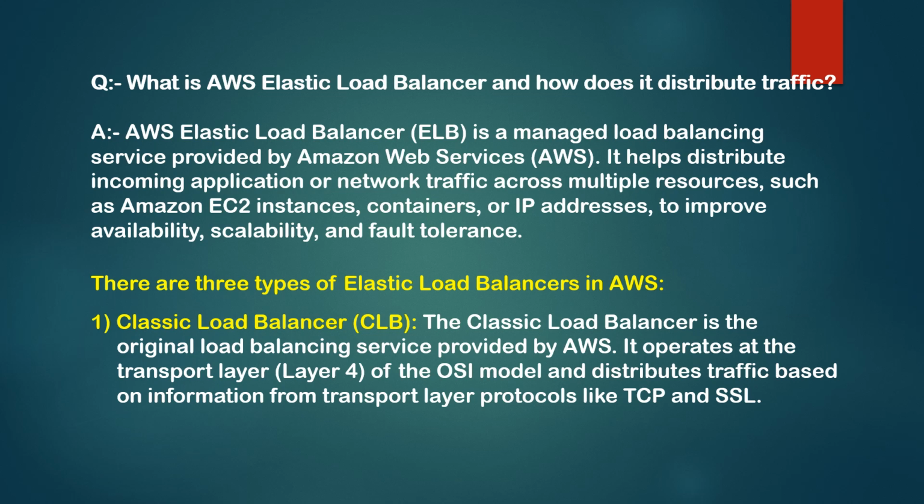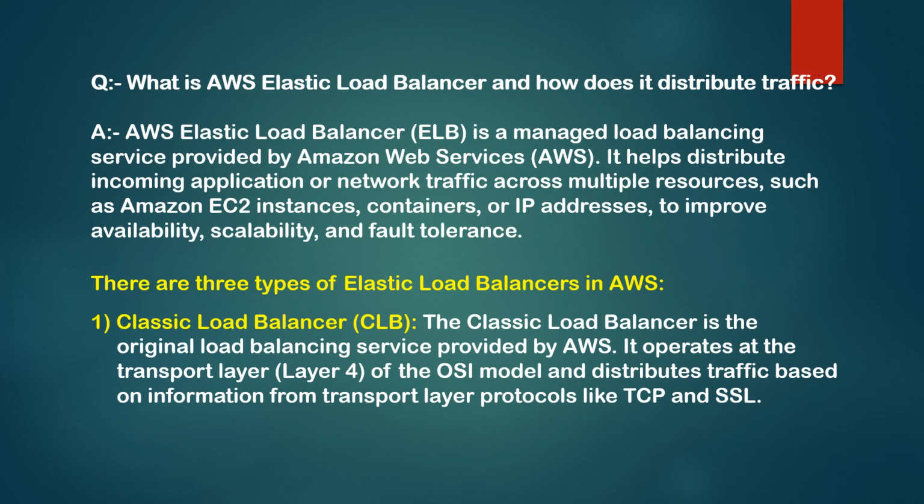Question: what is AWS Elastic Load Balancer and how does it distribute traffic? Answer: AWS Elastic Load Balancer (ELB) is a managed load balancing service provided by Amazon Web Services (AWS). It helps distribute incoming application or network traffic across multiple resources such as Amazon EC2 instances, containers, or IP addresses to improve availability, scalability, and fault tolerance.